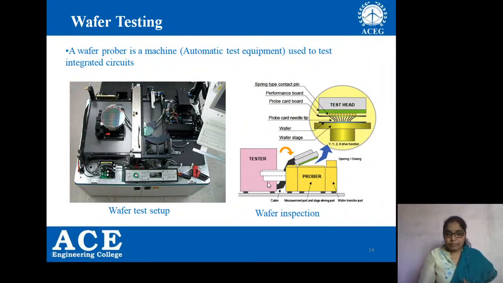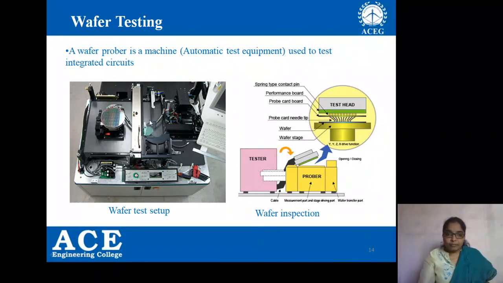A tester will be there and a wafer prober is there, and this wafer prober has a wafer stage upon which we will place the wafer, and a test head will come from this tester, and the test head will have spring type contact pins. All these spring type contact pins are connected to the probe card board, and this probe card board has probe card needle tips, and these probe card needle tips are connected to the metallic contacts of the die.